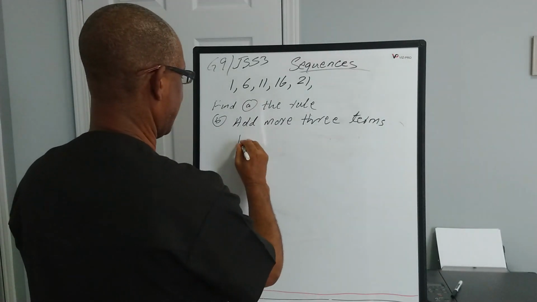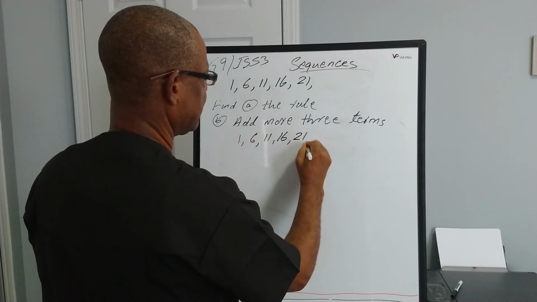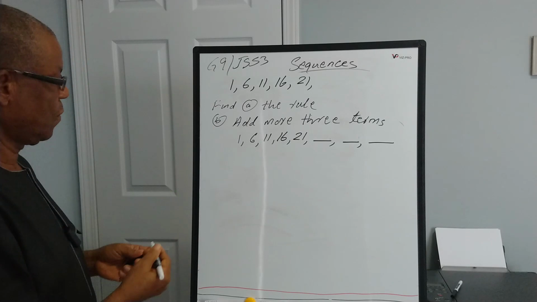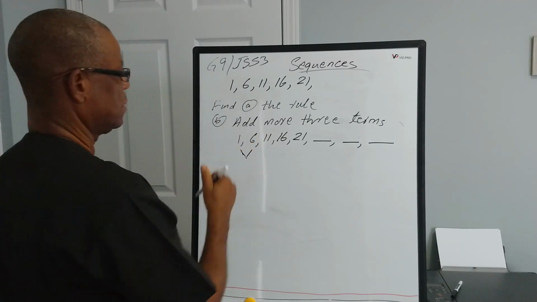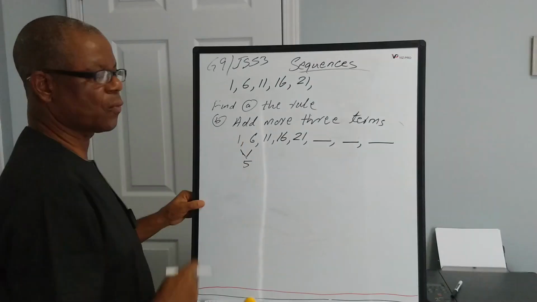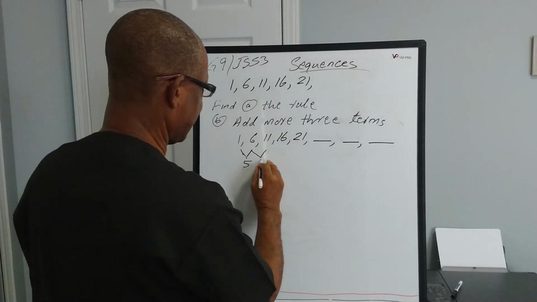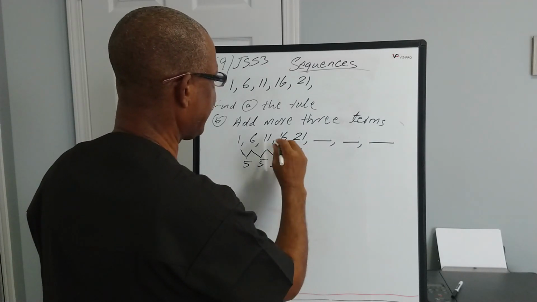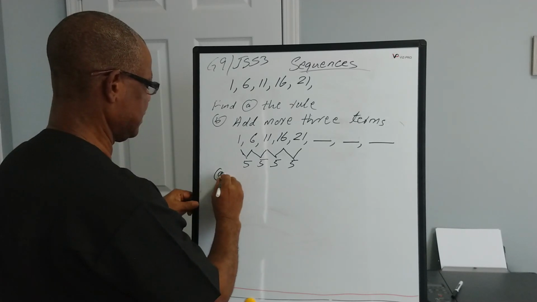We have our solution 1, 6, 11, 16, then the more terms 1, 2, and 3. What's the rule here? If you look at it, the second term minus the first term will give you 5. That is 6 minus 1 is 5. And 11 minus 6 will give you 5. 16 minus 11 will give you 5. 21 minus 16 will give you 5. We simply say that our answer to A is add 5.